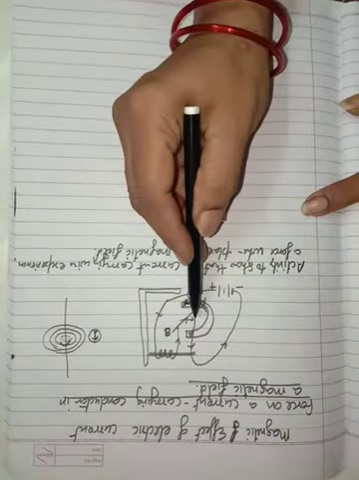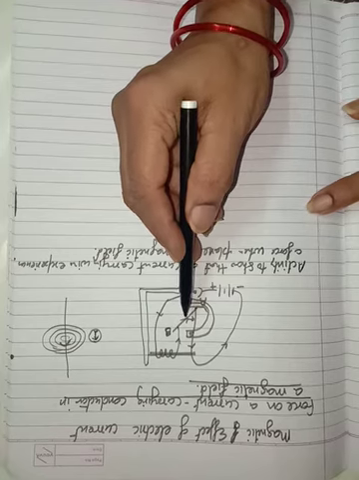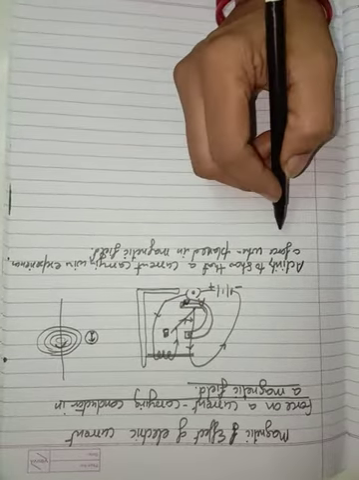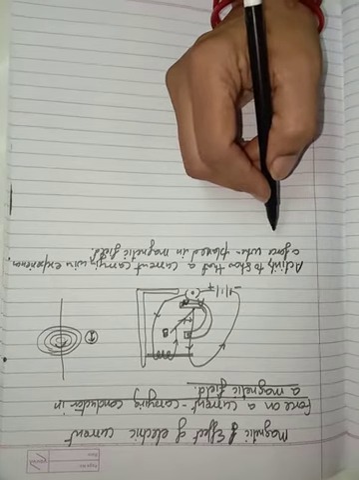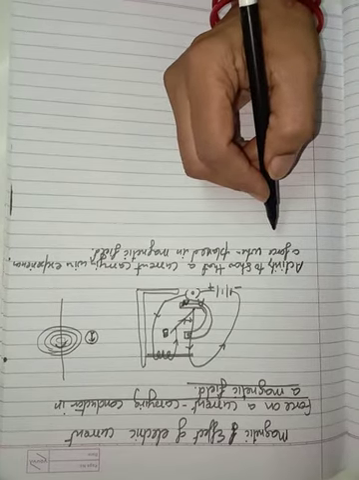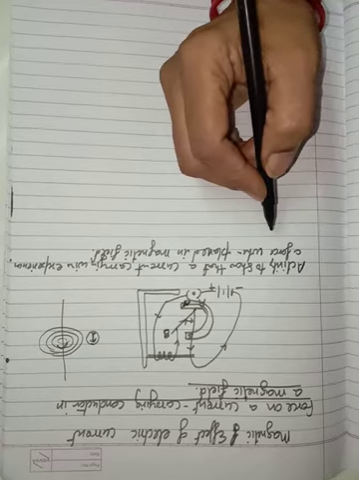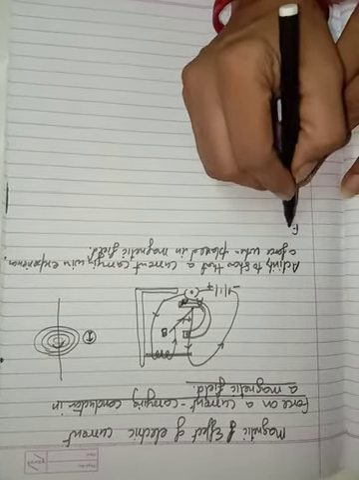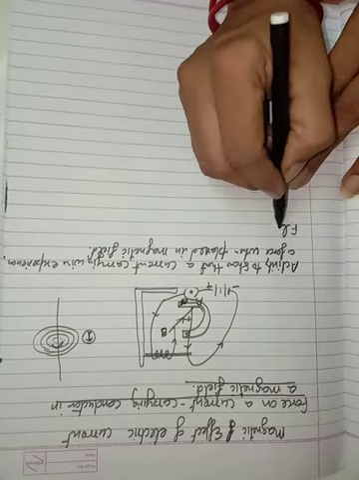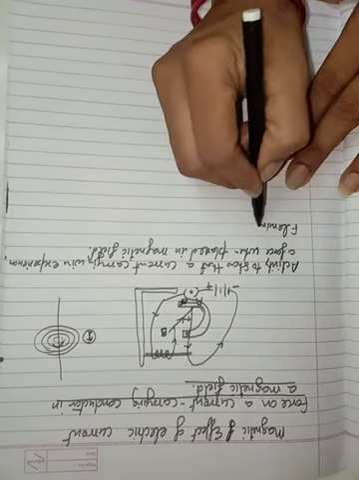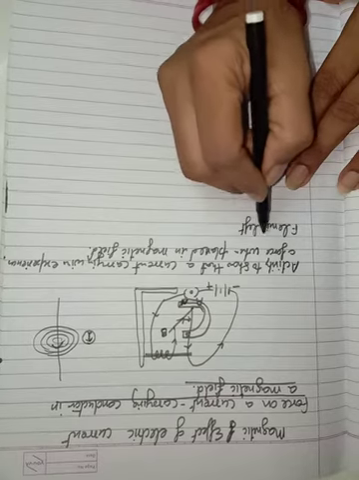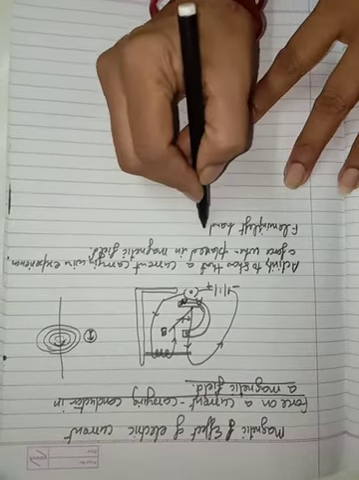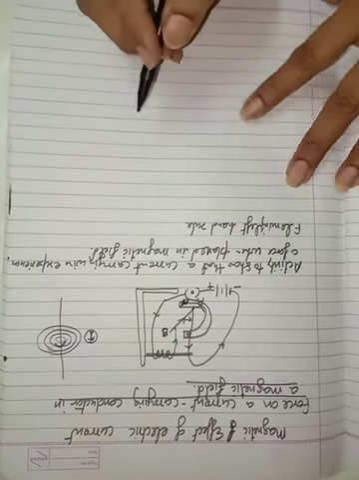Now, the direction of this force we can find by using Fleming's left-hand rule. Now, you can write the Fleming's left-hand rule. I will explain to you what Fleming's left-hand rule is, and then we will write it. Fleming's left-hand rule. What is Fleming's left-hand rule?